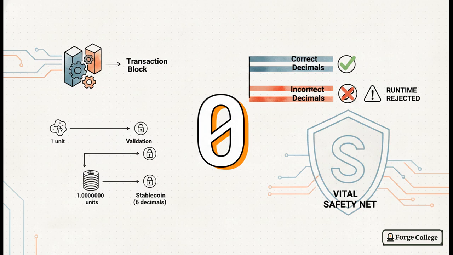Unlike a basic transfer instruction, transfer checked forces you to explicitly declare the token decimals. If you're moving an NFT, the amount is 1 and the decimals are 0. Moving a stablecoin, it might be 6 decimals. If your application logic gets confused and tries to send the wrong decimal amount, the runtime will reject the transaction entirely. It's a vital safety net.